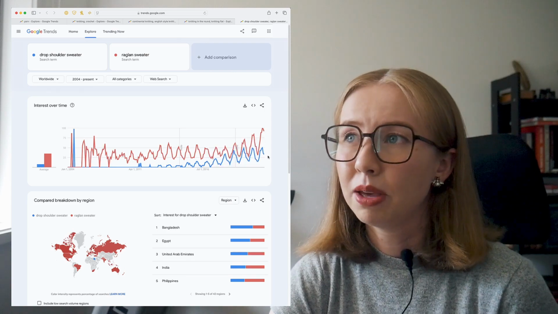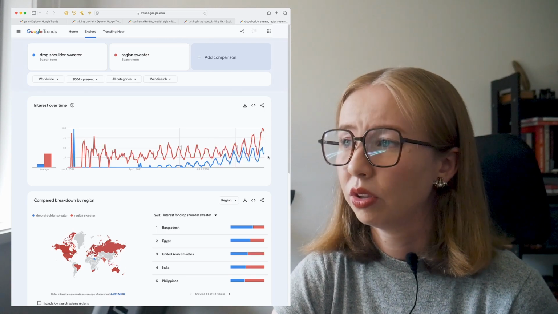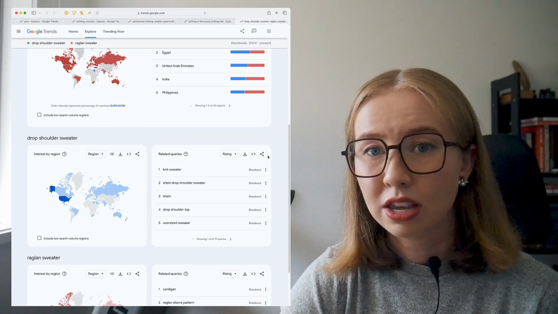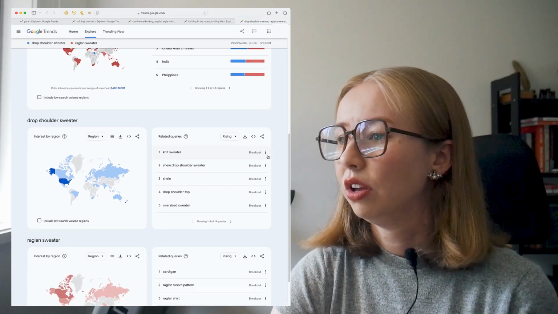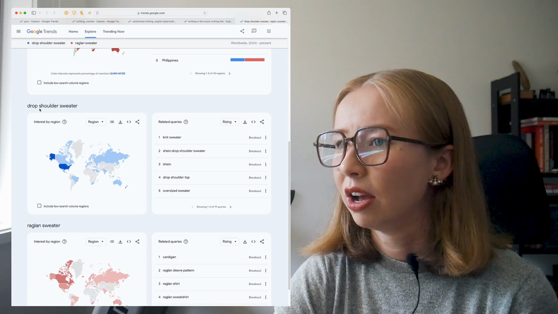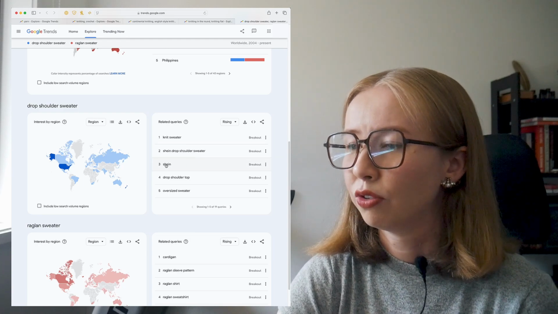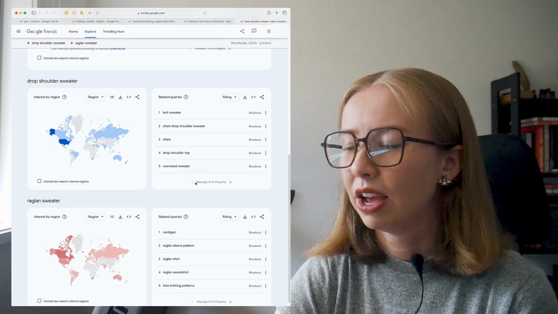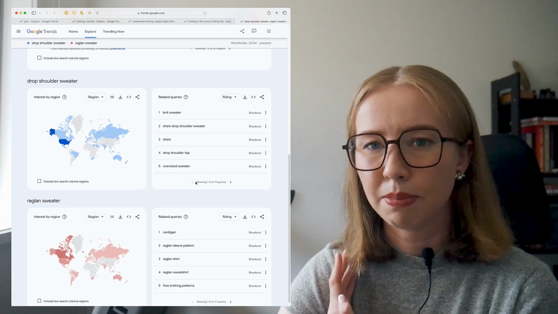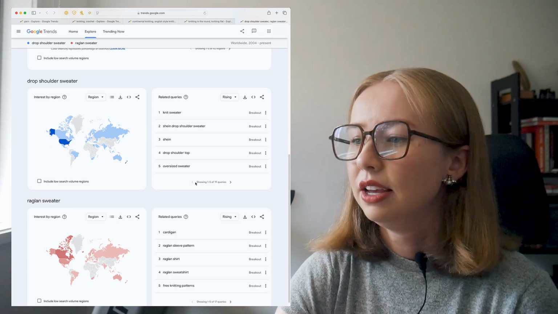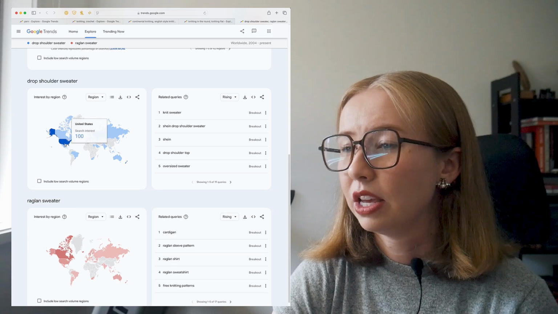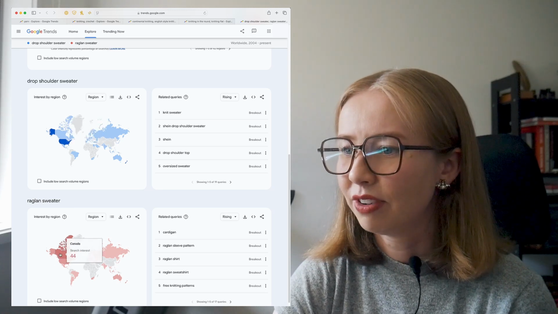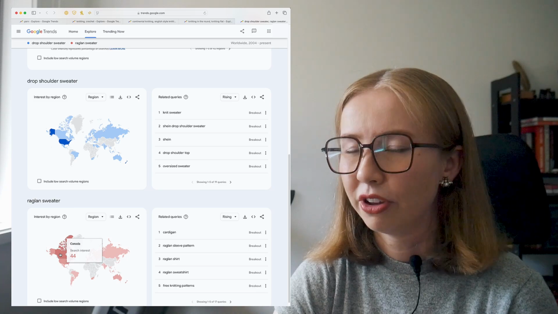I wonder if people are maybe becoming a little more aware of the different styles of construction. Maybe it's used in non-knitting contexts also. So I can see here that drop shoulder sweater is related to a search for Shein, the clothing manufacturer. And of course, raglan is often associated with baseball style t-shirts. A drop shoulder sweater is hugely dominated by searches from the United States, whereas a raglan sweater is actually preferred by people in Canada.